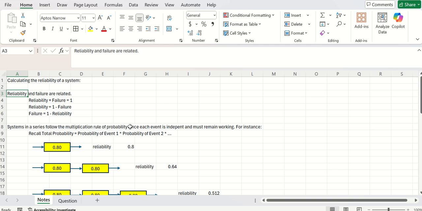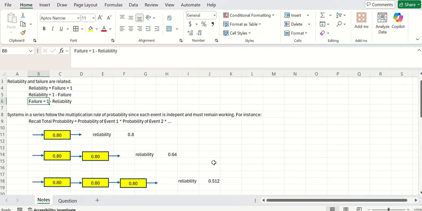First of all, reliability is the probability that a system is going to be able to stay functioning. That means that if we take the reliability, or the probability that it stays in system, and add that to the probability of failure, then we should end up with 100%, correct? That means that we can rearrange this equation and say, the reliability is 1 minus the probability of failure, or that the failure is 1 minus the reliability.